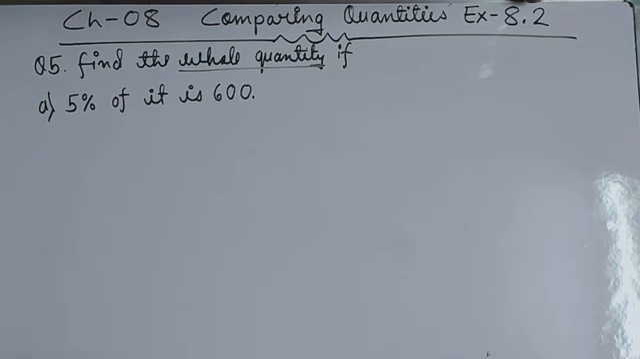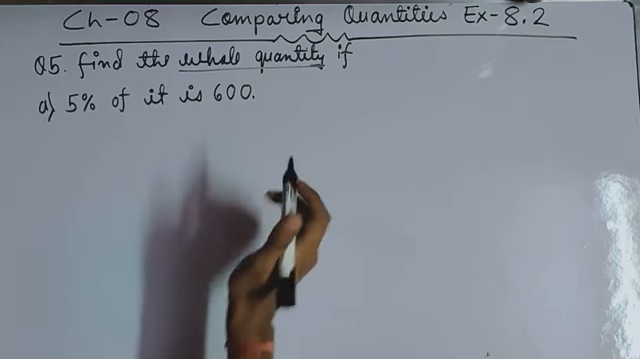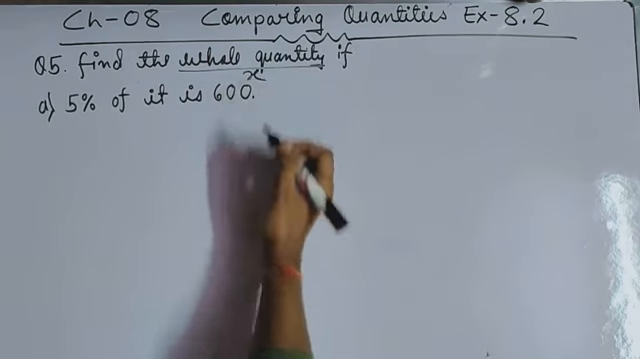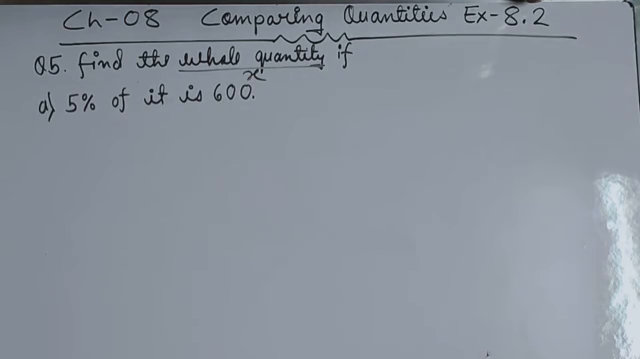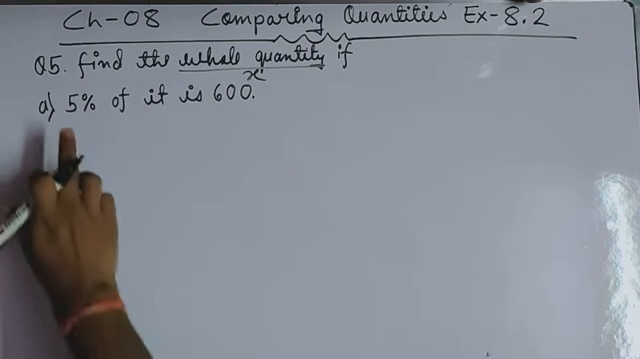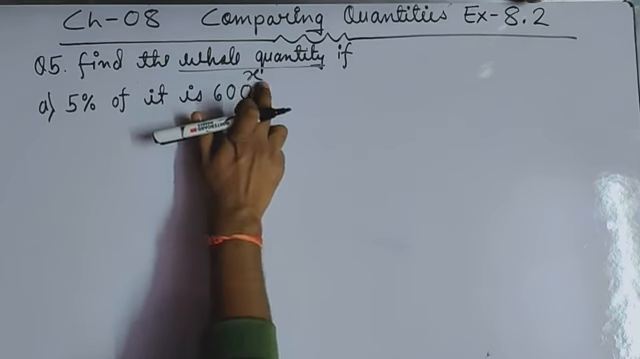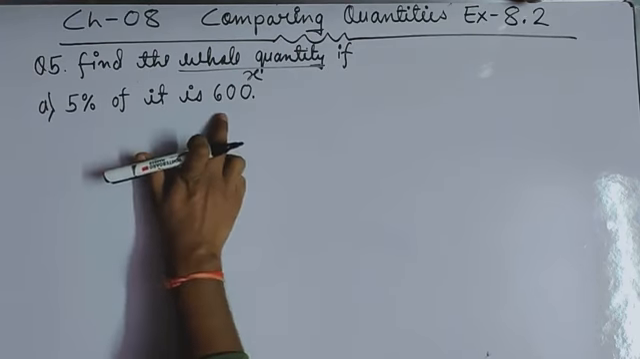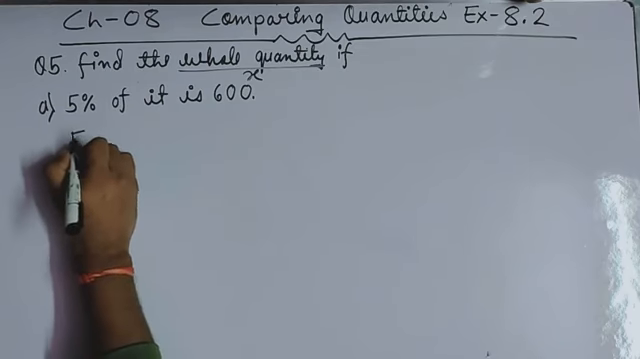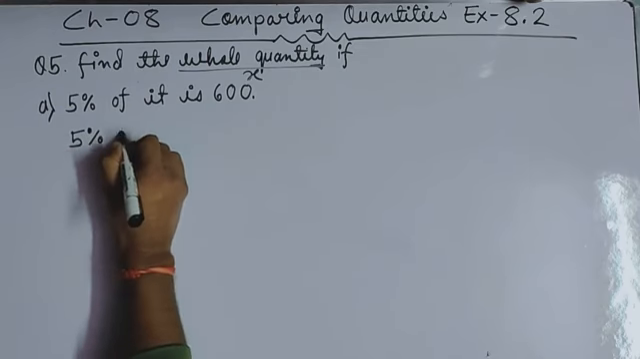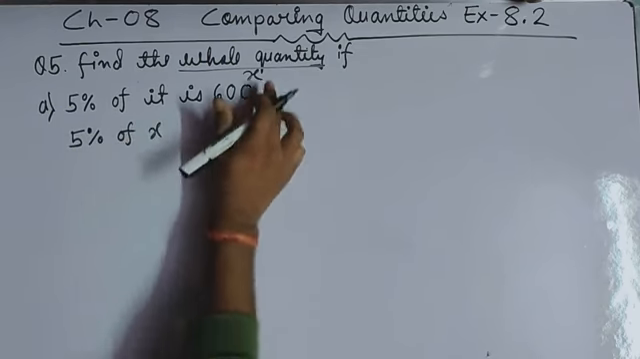For this type of question, we will let this whole quantity be X. What have we been given? We have been given 5% of it, that is of the whole quantity, and we let it be X. So 5% of X is equal to 600. So what is given to us is 5% of X, and this X is the whole quantity.